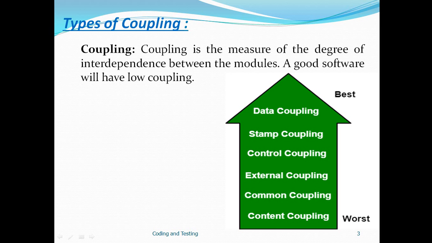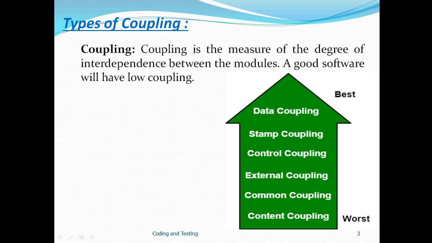Coupling is the measure of the degree of interdependence between modules. A good software will have low coupling. Coupling refers to the interconnections among modules. Every module is dependent on other modules, whereas a good software minimizes the coupling.